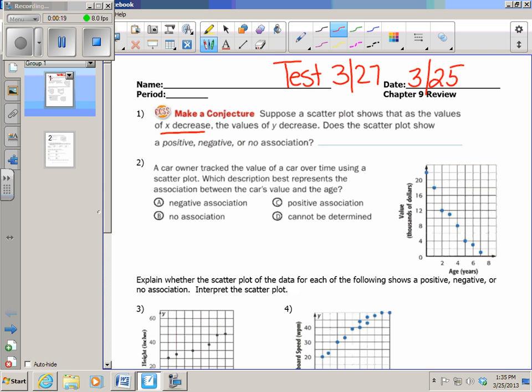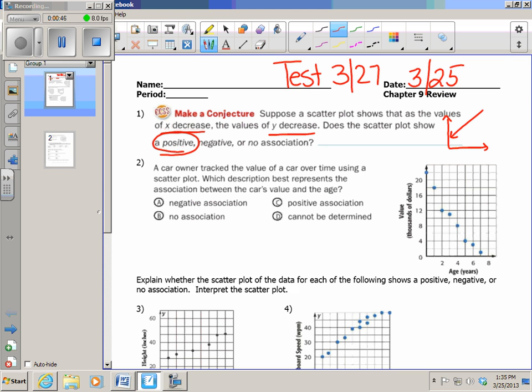And the same for number 1, suppose the scatter plot shows that as the values of x decrease, the values for y decrease. Does the scatter plot show a positive, negative, or no association? Well, if I did a sketch of a graph where both of the values were decreasing, I'm going down this way, and that shows a positive association or positive line.